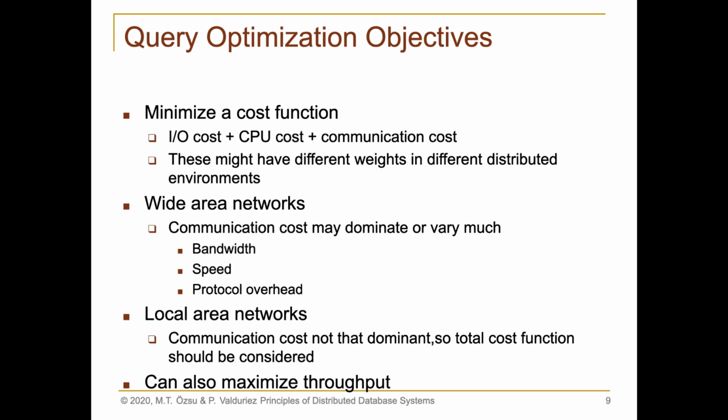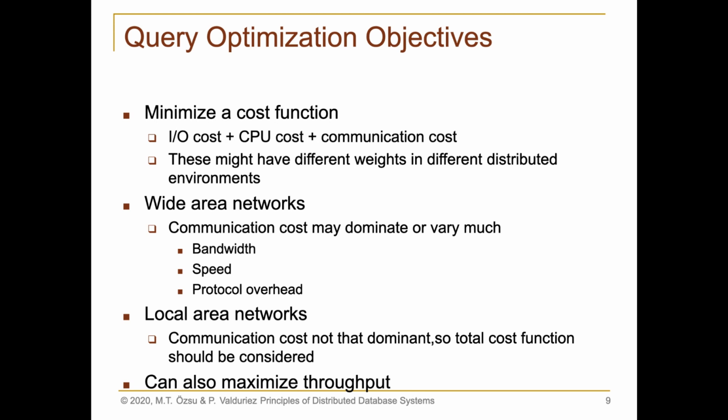So the main objective of query optimization is to minimize a cost function, where the cost function is comprised of input-output cost, CPU cost, and communication cost. Here we are assuming a very simple type of cost model in which there is only input-output cost, CPU cost, and communication cost as arguments. But the weight of each of these operands might differ from environment to environment.